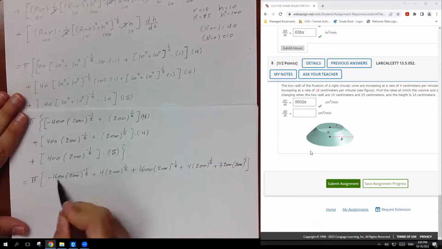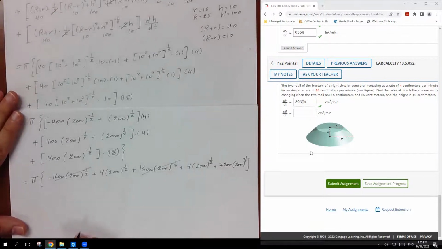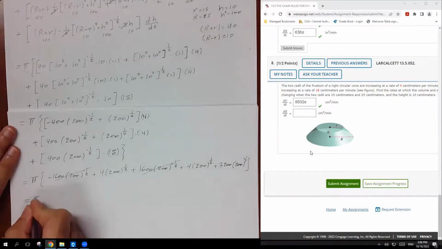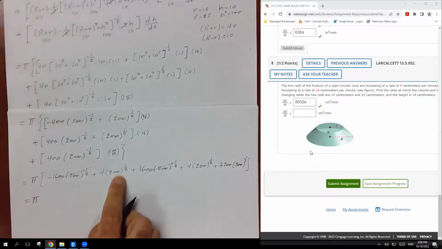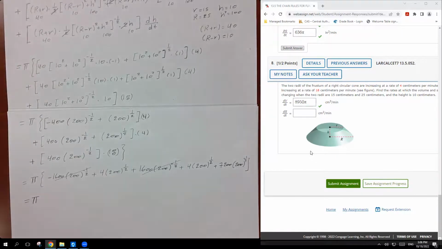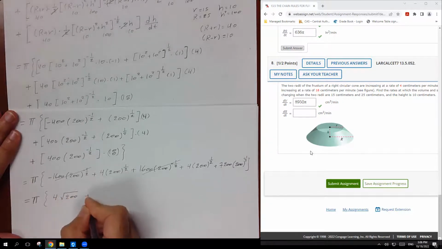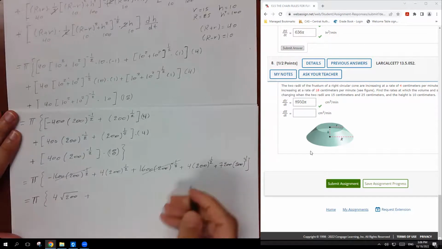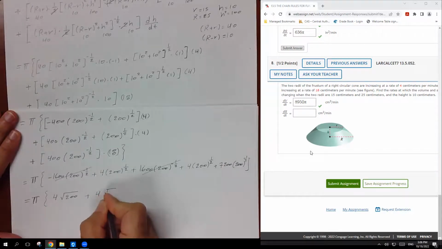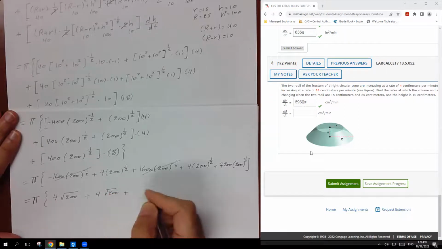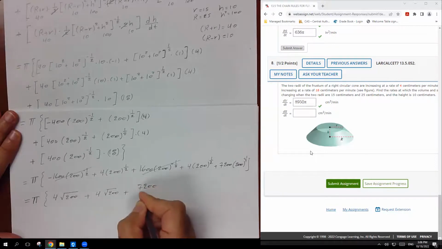Now, if you look here, this one is going to cancel with this one. So what's the leftover? The leftover is pi, and here 400 square root of 200. So this one looks like 4 square root of 200, plus here also 4 square root of 200, and plus this is 7,200 over square root of 200.